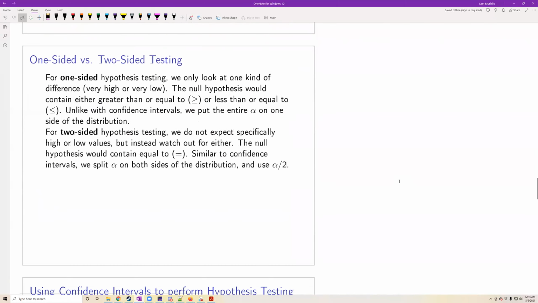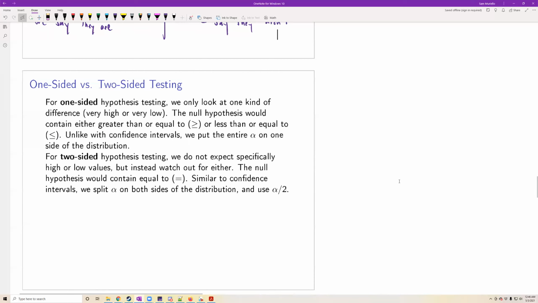We've already talked about one-sided and two-sided testing, which is the last big difference that we need. When you see the greater than or less than sign in your null hypothesis, you know it's going to be a one-sided test. And we have to remember that we're only going to be shading one side. The whole alpha is on that side, so you need to remember not to divide it by 2.